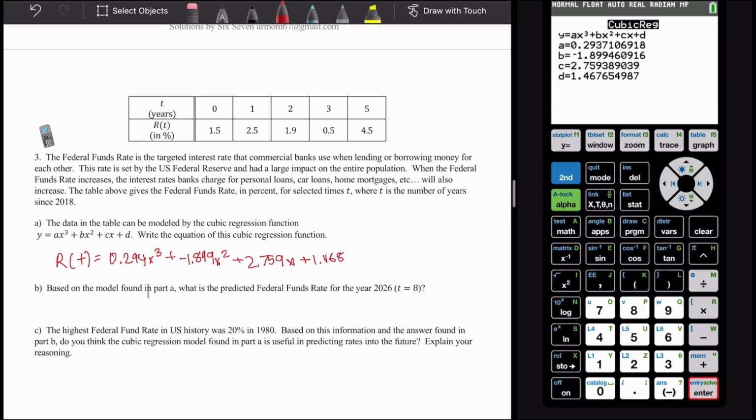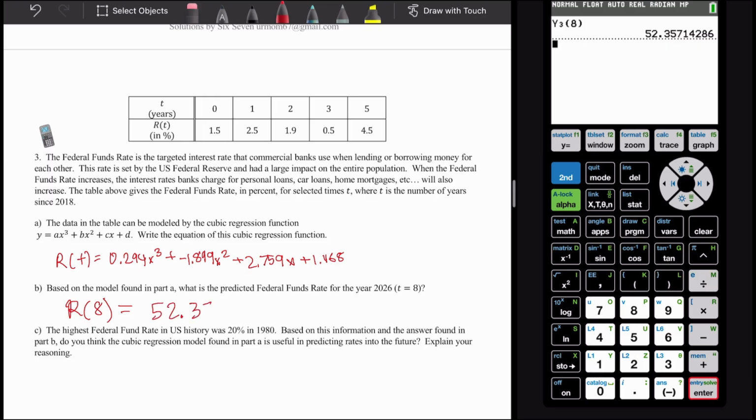Now, based on the model found in Part A, what is the predicted federal funds rate for the year 2026, which is when T is equal to 8? Okay, so we're just plugging in T for 8. So alpha trace to get Y. Y3 is what we used, so 8. That's going to be 52.357. And that's in percent. That's what it says there. So that would be our answer for that part.